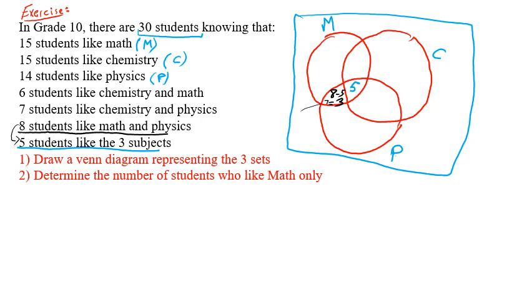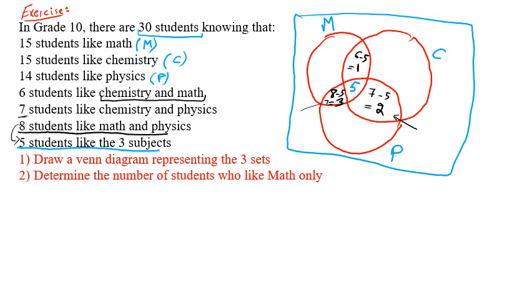In the same way, we have chemistry and physics. Chemistry and physics are 7 students. Here, chemistry and physics. We subtract 5 from 7. 7 minus 5, the answer will be 2 students. And between chemistry and math, there are 6 students. 6 minus 5 is equal to 1 student. We subtract 5 from each one, since 5 is already between each two together.